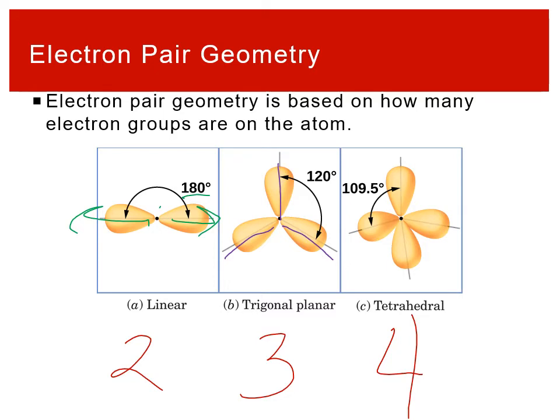Once you step up to 4 groups, that's where you enter 3 dimensions, and you now have the tetrahedral electron pair geometry. And so that will spread out. It's 109.5. Again, it's a little bit closer. But you can see we've now moved into 3 dimensions.